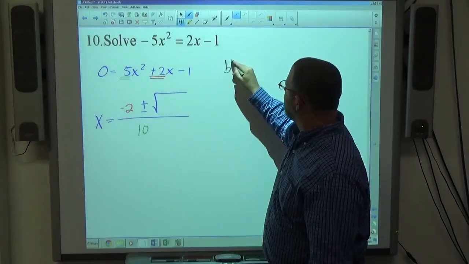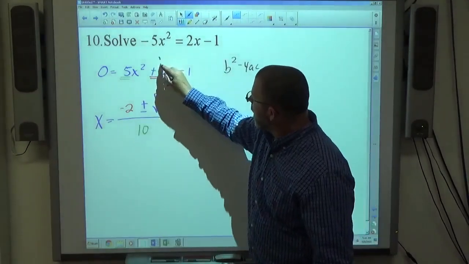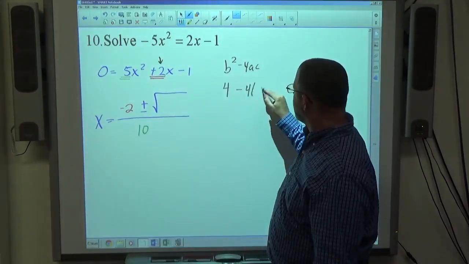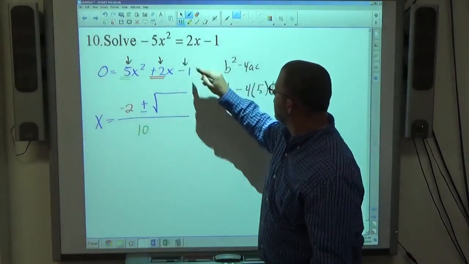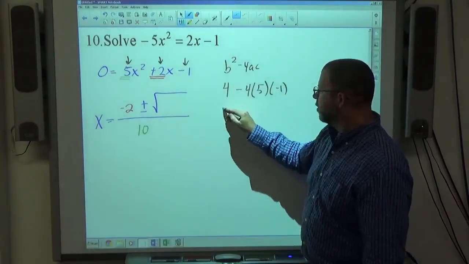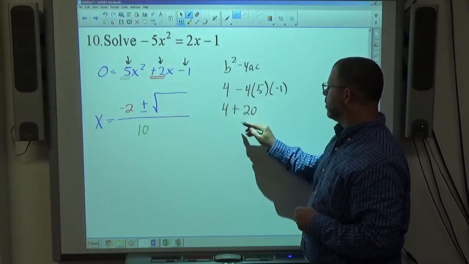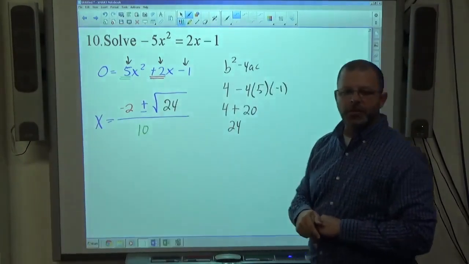And then b squared minus 4ac is the third object, that goes in here. I take whatever b is and square it. 2 squared is 4, minus 4 times a, which is 5, times c, which is negative 1. 4 is 4. 2 negatives make a positive. 4 times 5 times 1 is 20. 4 plus 20 is 24. That's the correct answer for half credit.